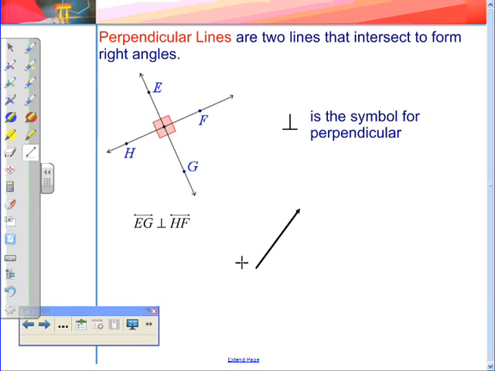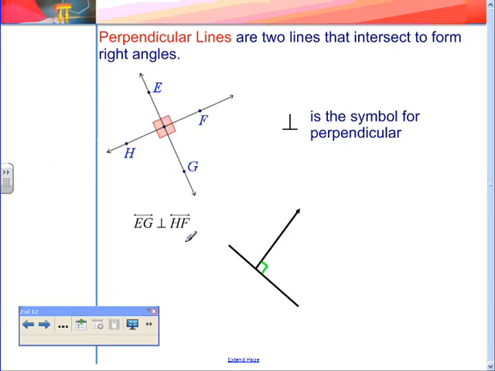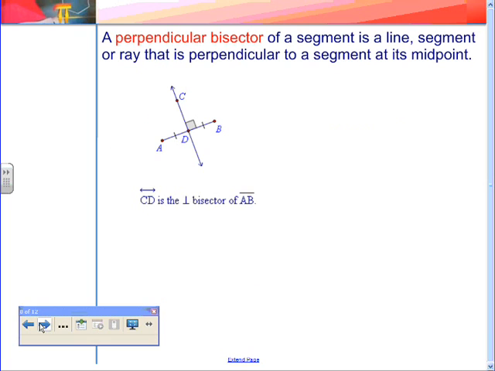So you could have a diagram like this. They don't even have to be intersecting all the way. But if you had something like this, and again you're looking for that little square, we could say that segment is perpendicular to that ray, and that's just fine. Okay. So perpendicular, two lines that intersect to form right angles.